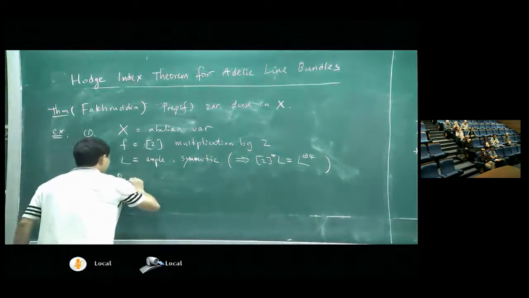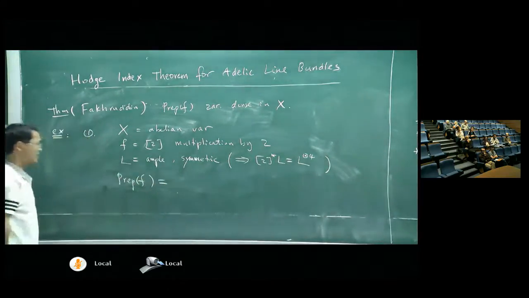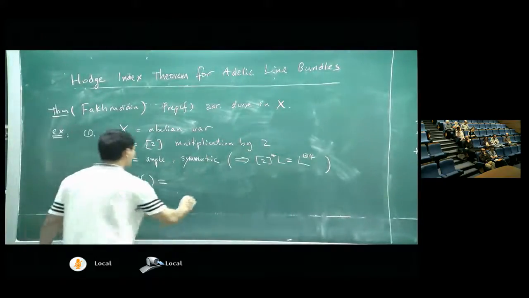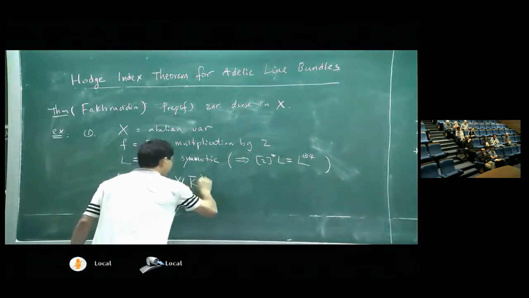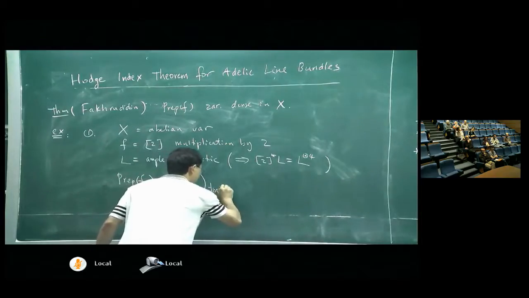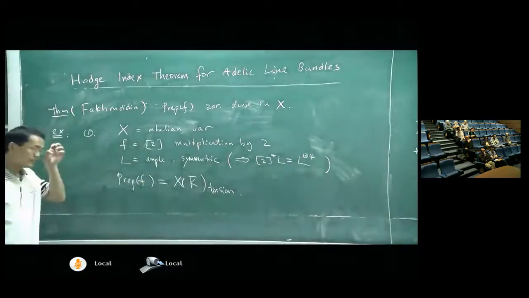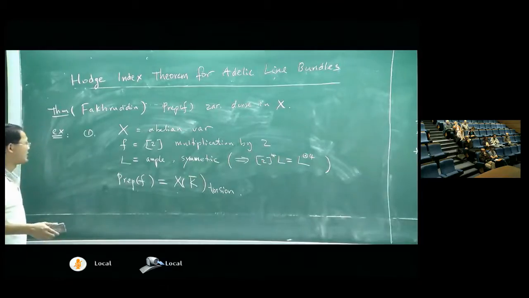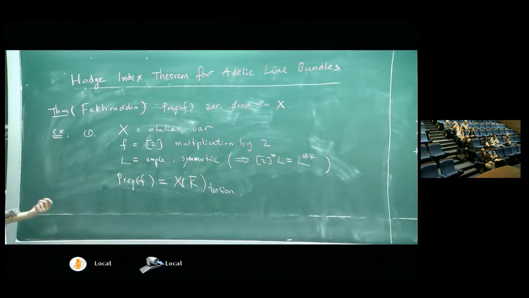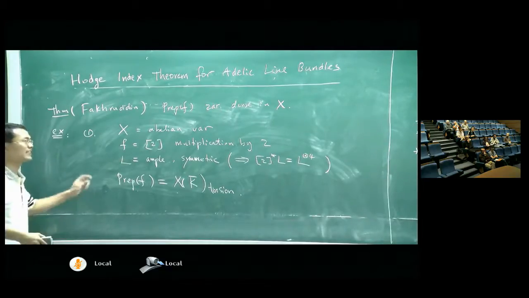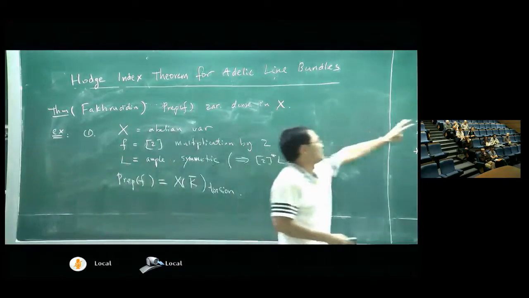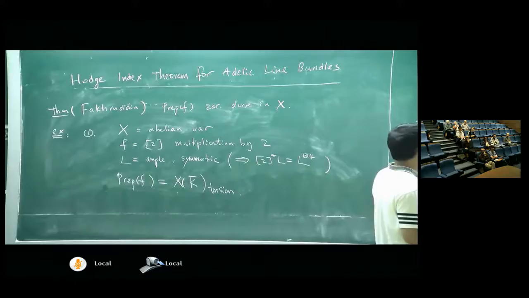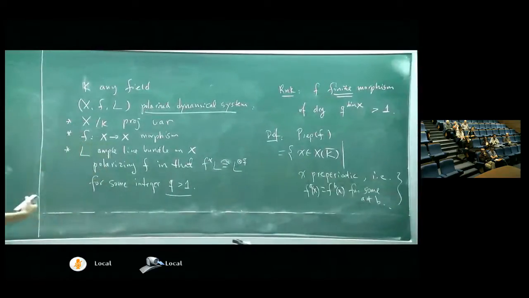In that case, this Prep(f) is just the group of torsion points. So this is the first example. If the base field K is non-trivial, or maybe just global non-trivial, then we can use a Tate limiting argument to define the canonical height. This is actually why we introduce this setting. This setting is like the basic requirement to define the canonical height using Tate's argument.